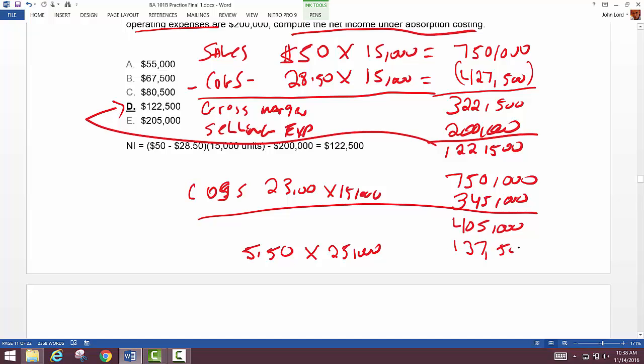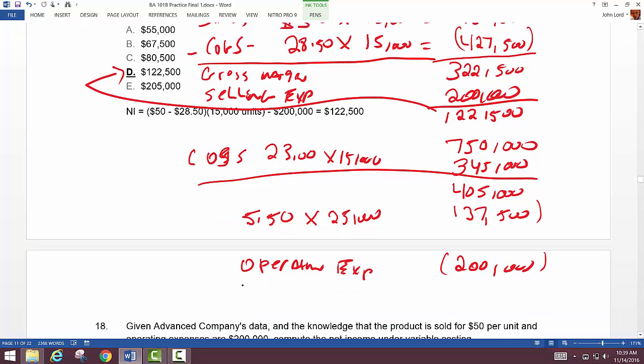137,500. Okay, good. And then I also have to take off the operating expenses, which they just told me what it was. Operating expenses are 200,000. Okay, so when you take the 405 and then you subtract off the 137 and you subtract off the 200,000, what do you get?